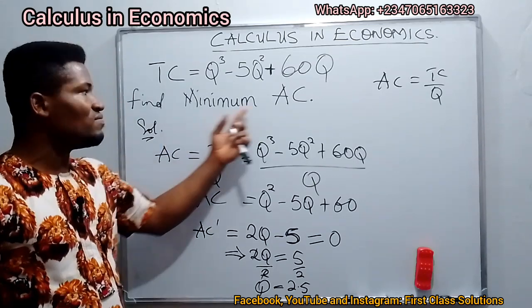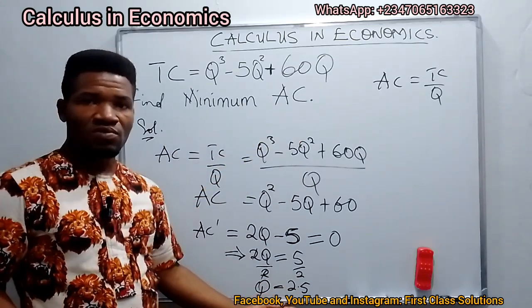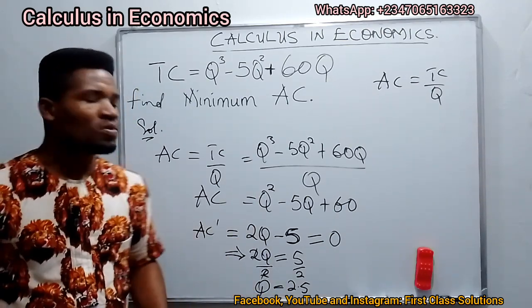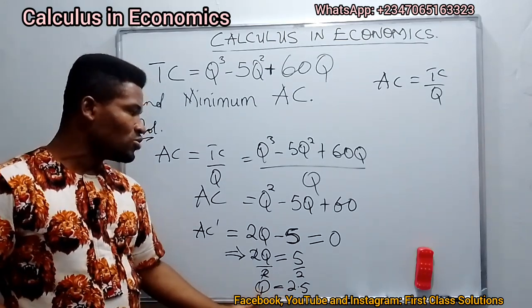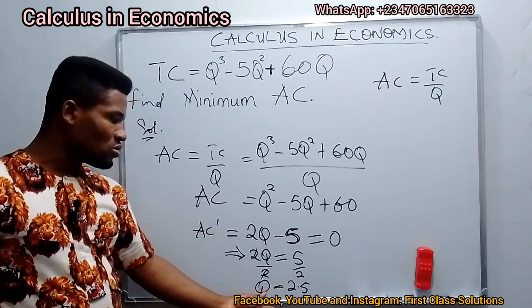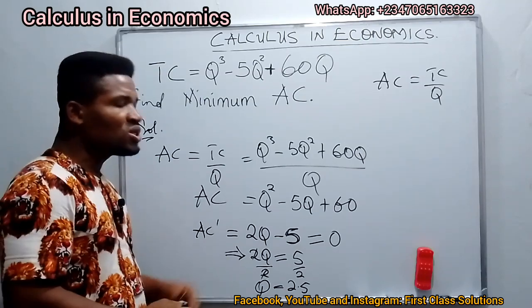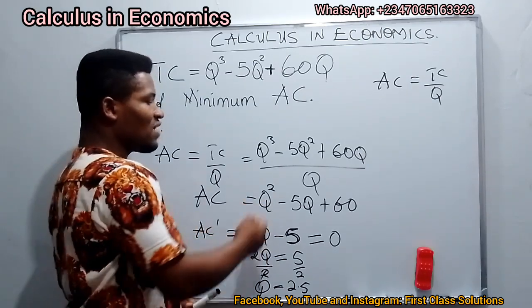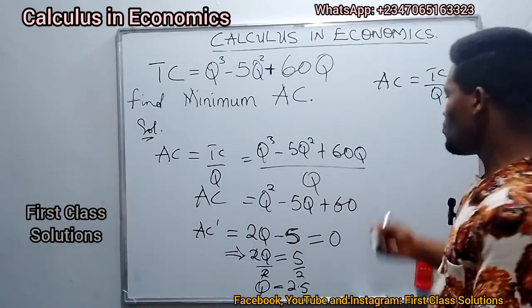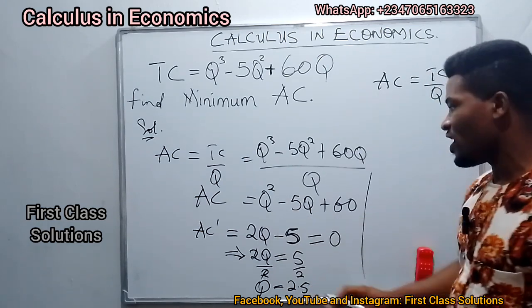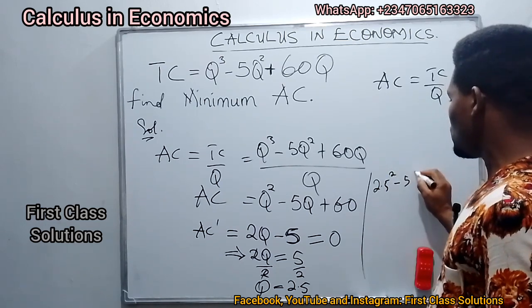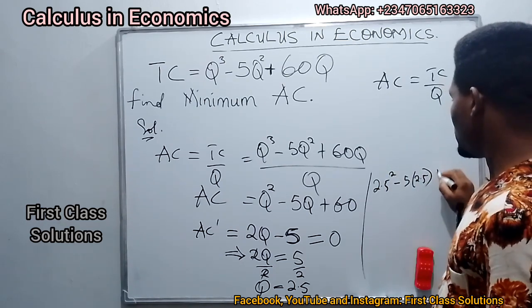What we are asked to do is to find the minimum average cost. Here, we're able to get the critical value. That is the value of output that will give us the minimum average cost. So what we simply need to do is to put back 2.5 as q in the average cost function. This will now give us the minimum average cost. So from this average cost function, we have q squared minus 5q plus 60. So wherever we have our q, we put 2.5. So it means further that we have 2.5 squared minus 5 times 2.5 plus 60.